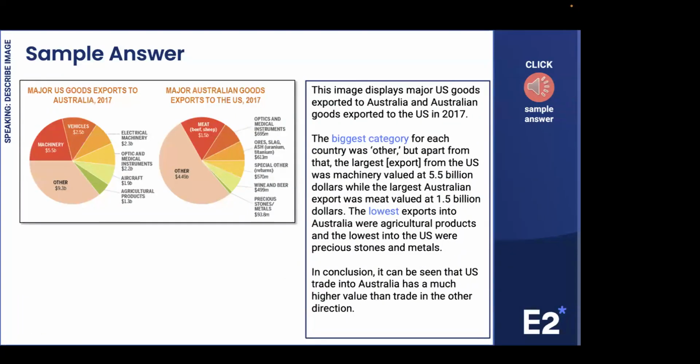This image displays major US goods exported to Australia and Australian goods exported to the US in 2017. The biggest category for each country was other, but apart from that, the largest export from the US was machinery, valued at $5.5 billion, while the largest Australian export was meat, valued at $1.5 billion. The lowest exports into Australia were agricultural products, and the lowest into the US were precious stones and metals. In conclusion, it can be seen that the US trade into Australia has a much higher value than the trade in the other direction.